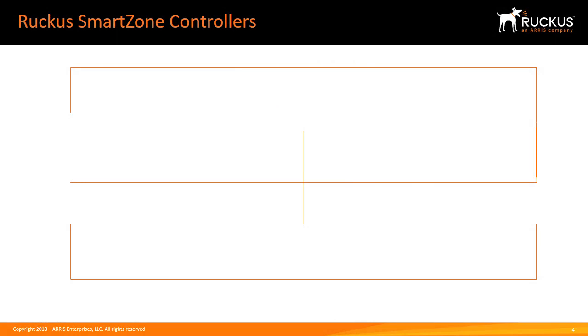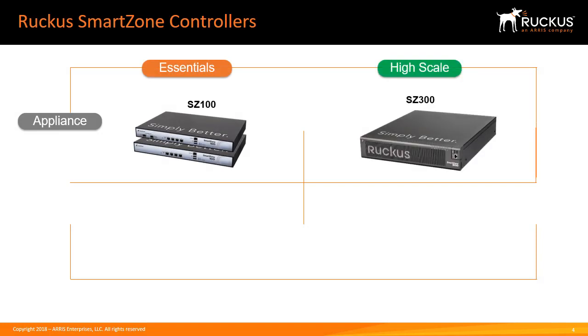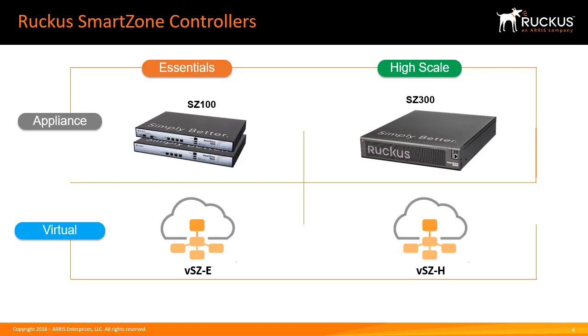Ruckus SmartZone controllers are wireless LAN controllers that run the Ruckus SmartZone operating system, which comes in two versions: the SmartZone Essentials and the SmartZone High Scale. SmartZone controllers are available in two deployment options, either as a physical appliance or as a virtual machine. The options are further broken down as follows: a SmartZone 100, which runs the SmartZone Essentials option, and the SmartZone 300, which runs the high scale version of SmartZone. From a virtual standpoint, you have the virtual SmartZone running the Essentials or the virtual SmartZone running the high scale.